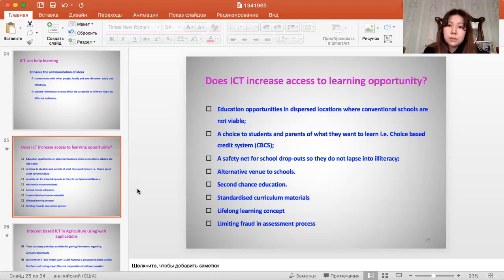Education opportunity in dispersed locations where conventional schools are not viable. The choice to students and parents of what they want to learn, like a choice-based credit system. A safety net for school dropouts so they don't lapse into illiteracy. Alternative venue to schools, second chance education, standardized theoretical materials, lifelong learning concept, limiting fraud in the assessment process.